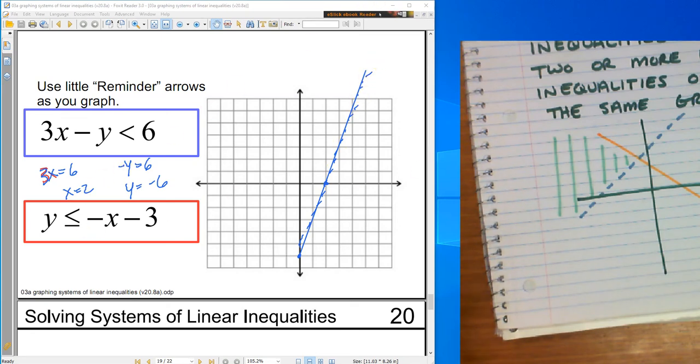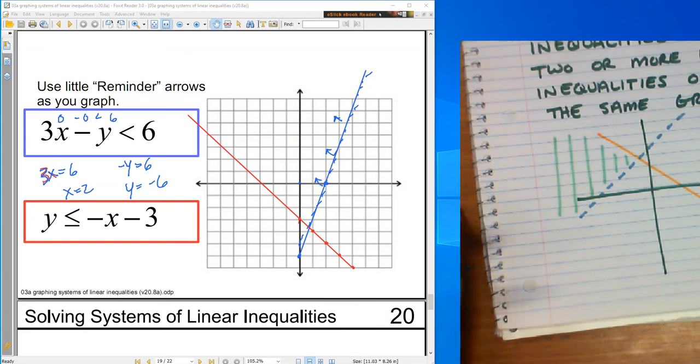Next one is a slope-intercept equation. Going to start at negative 3. Going to go down 1 over 1, down 1 over 1, down 1 over 1, down 1 over 1. This is a solid line. And I'm actually doing this out of order. I should have tested that blue line. So let's go test the blue. Blue at 0, 0. 0 minus 0 is less than 6. For blue, 0 is true. This is true for blue, so I'm going to shade on this side of the blue.